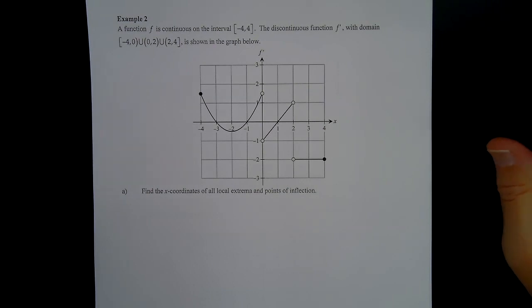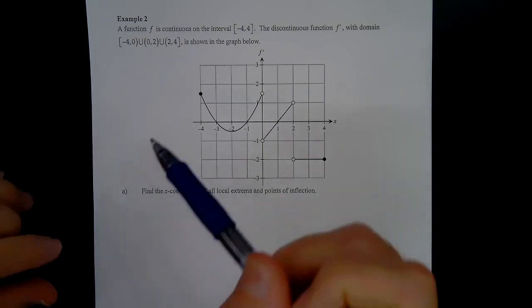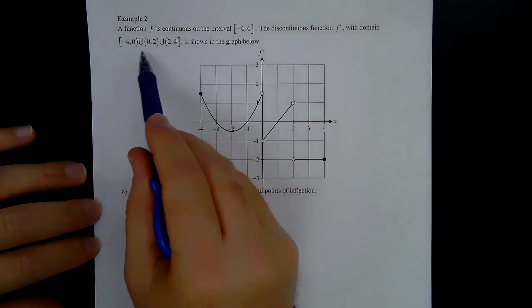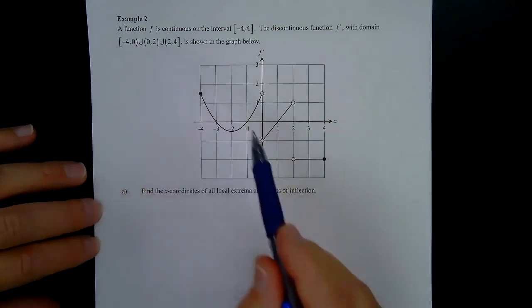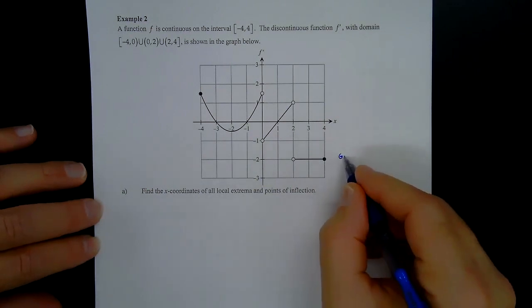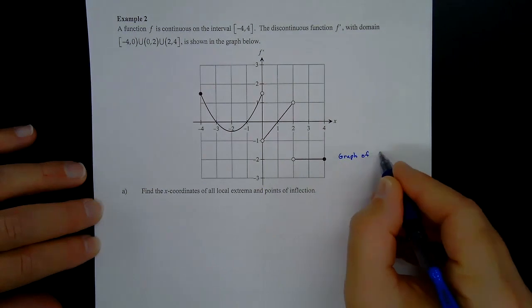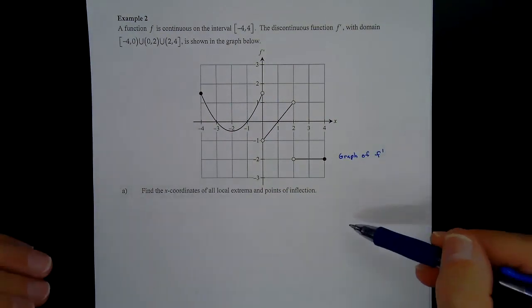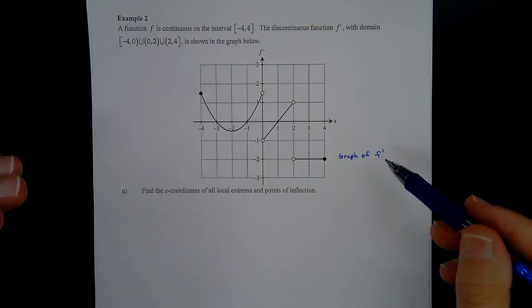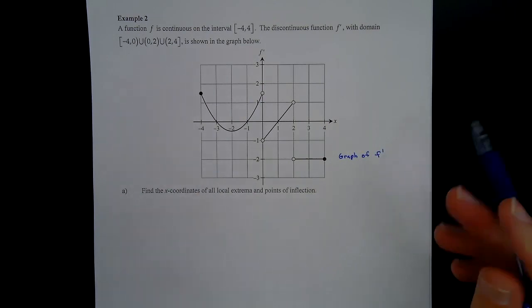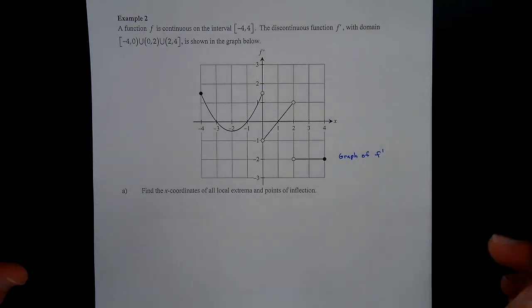So for this next example, the function f is continuous on the closed interval -4 to 4, and the discontinuous function f prime has a domain with a break at 0 and a break at 2, and that's what this is showing. And remember, this is the graph of f prime, okay? So the graphs of the derivatives will tell us stuff about the function, where it's increasing, where it's decreasing, where there are relative maxes and relative mins. It will also tell us the concavity. Just the graph of f prime tells us everything.